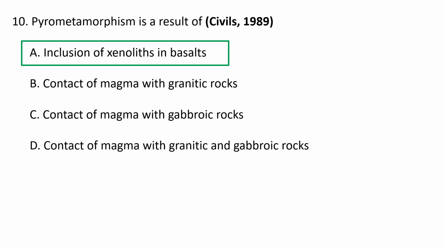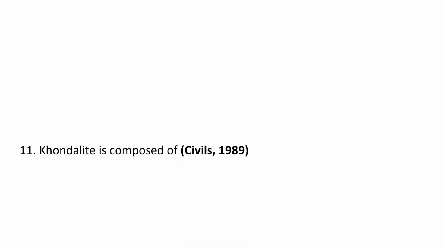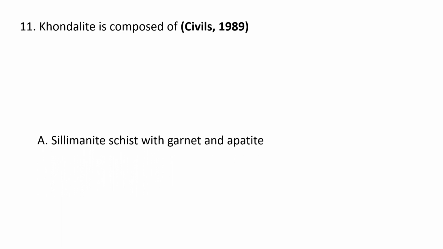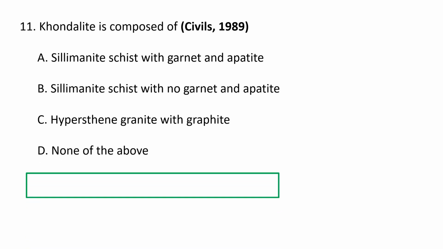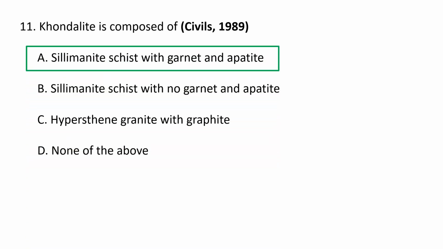So A is the correct answer. Next question. Condylite is composed of A. Sillimanite schist with garnet and apatite, B. Sillimanite schist with no garnet and apatite, C. Hypersthene granite with graphite, none of the above. So condylite is composed of sillimanite schist with garnet and apatite. Condylite is quartz manganese rich garnet rhodonite schist. So A is the correct answer.